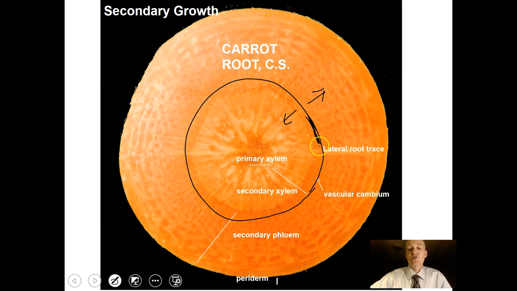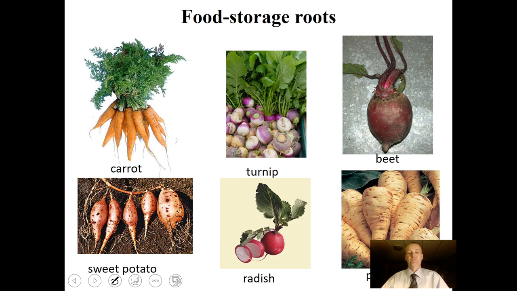So that's a little bit about the primary xylem and secondary xylem, and primary phloem and secondary phloem. So the plant will continue to grow in this kind of fashion if it has secondary growth. So you can almost add rings to it after a period of time. So roots do serve many different purposes. One of the purposes is for food storage for the plant.